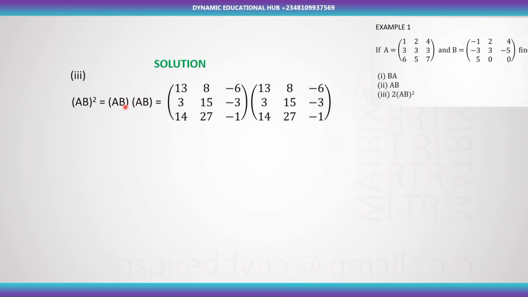Don't forget that we have solved the value of AB in the second question. We have solved AB, and this is what we have gotten for AB. Now we have (AB) squared. So we have our matrix AB multiplied by another AB, the same matrix.